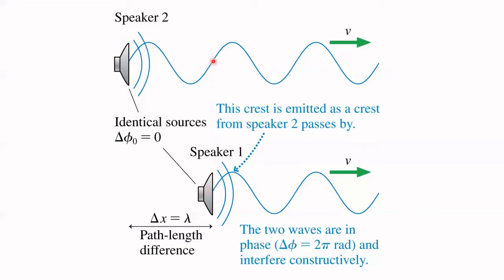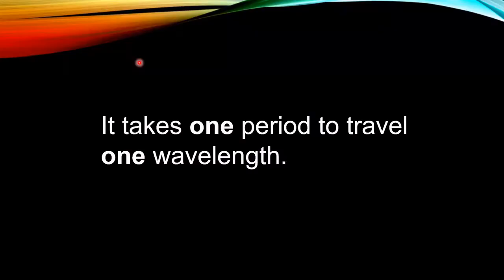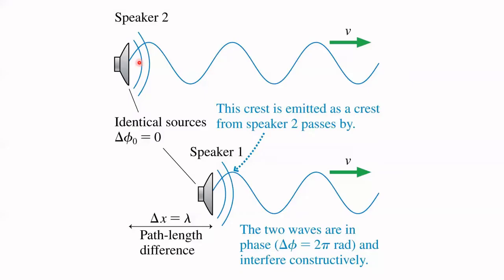So just as this point reaches this position here, speaker 1 is in the process of making another peak. In other words, this speaker is producing a wave that's matched up with the one that's just arriving here from the other speaker. I can't really think of a better way to put that, but this is a nice way to summarize it. It takes 1 period to travel 1 wavelength. So during the 1 period it took this wave to get from here to there, speaker 1 went through 1 full oscillation, so it's still in sync with this wave.